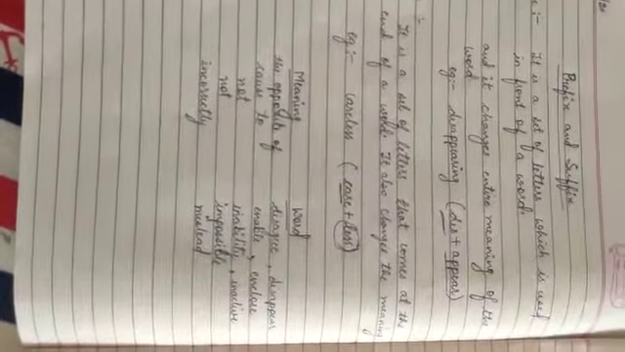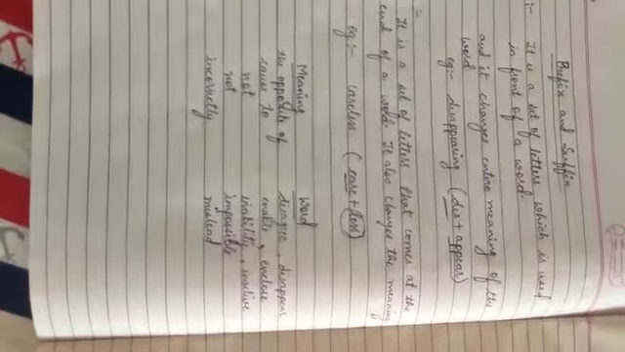Now let's see the examples of some prefixes. First is dis. Dis means opposite of something. Look at the words disagree, disappear. So these are all the opposites of agree, appear.